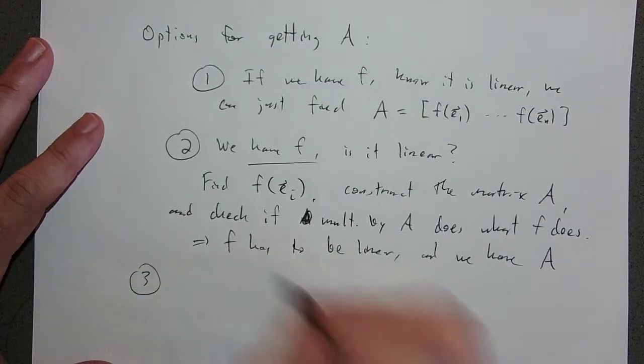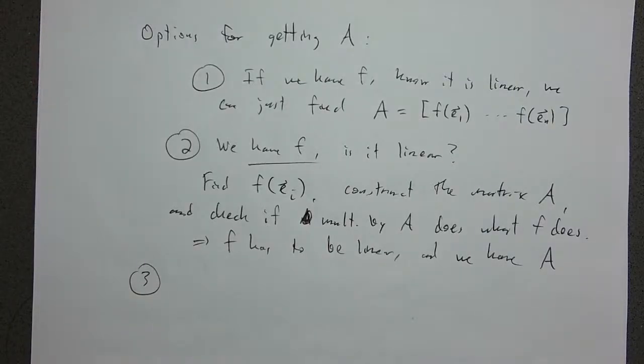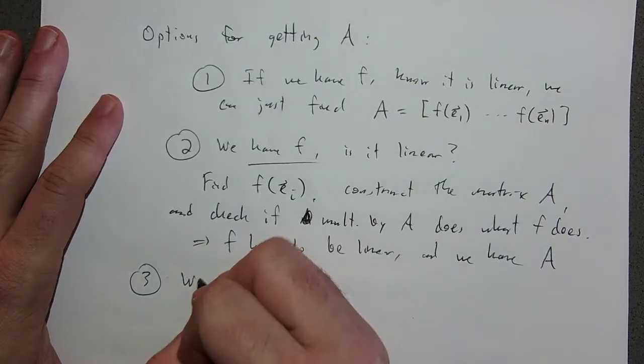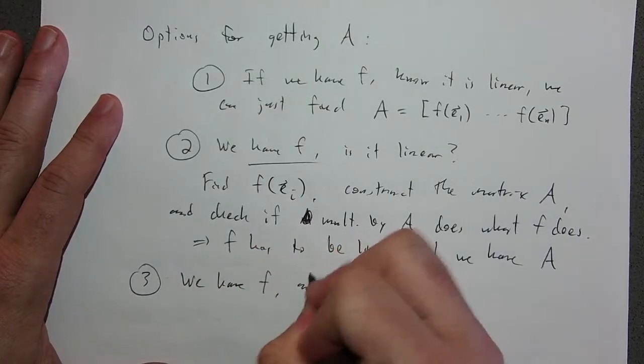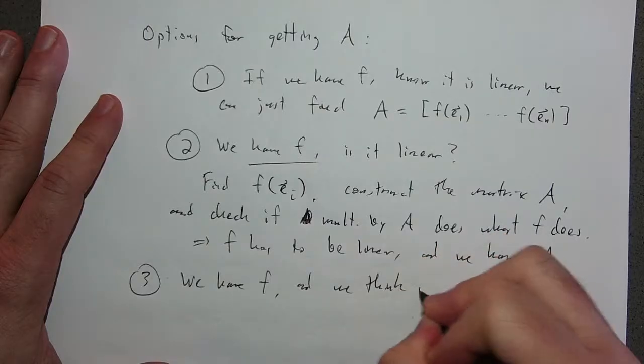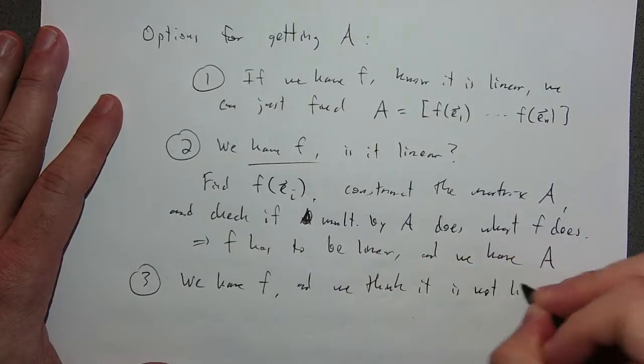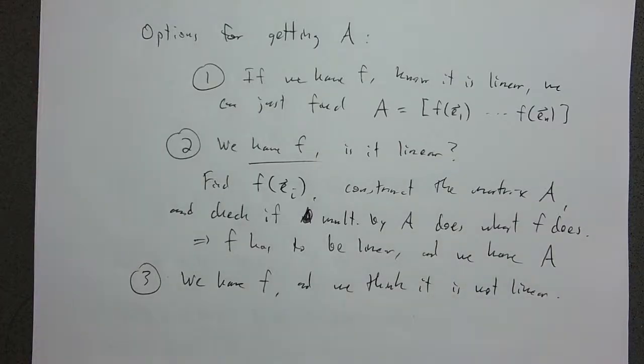Now here's a question. Let's say we have f and we think it's not linear. Based on the context, maybe you have a good idea of some sample points or vectors that would make it clear that it's not linear. But maybe not. And so how would you do this? You would still construct this A. You construct the same matrix and check that it doesn't do what f does.